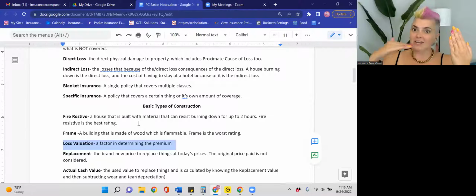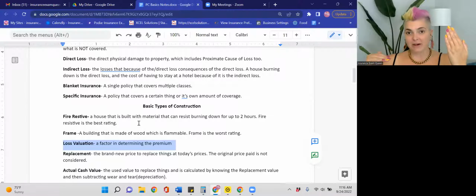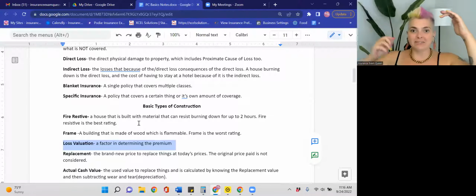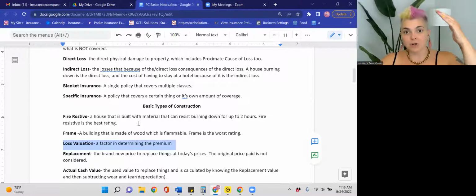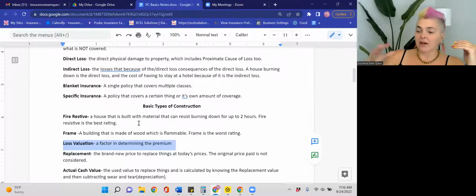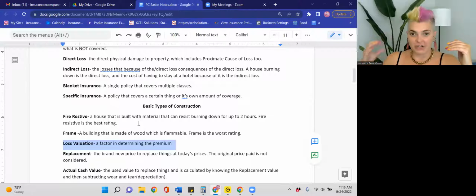But as soon as I drive off the lot, it's in my name, and it immediately loses value. Now it's actual cash value. Actual cash value is when you drive the car off the lot. It's not worth as much as the brand new value because you own it now. The fact that it has an owner dings the value down. So replacement is the brand new value. Walk into the dealership, buy a brand new car. Actual cash value is its lost value. It's been owned, it's been driven, someone else has touched it.